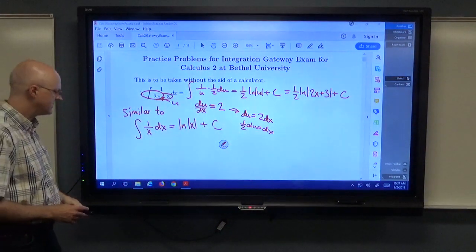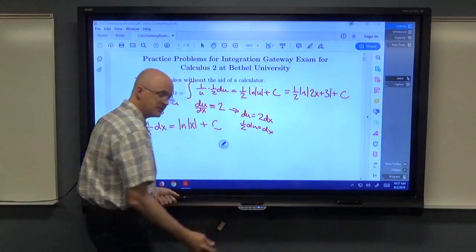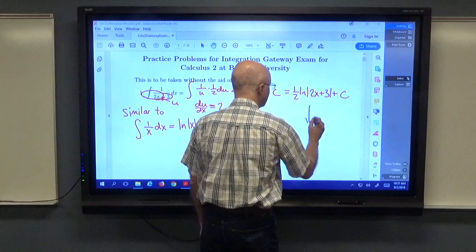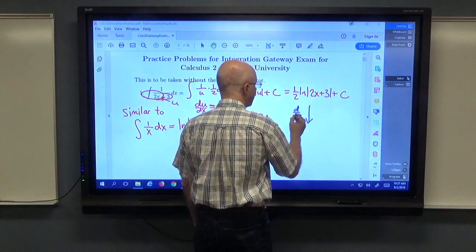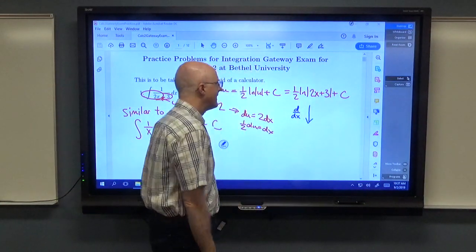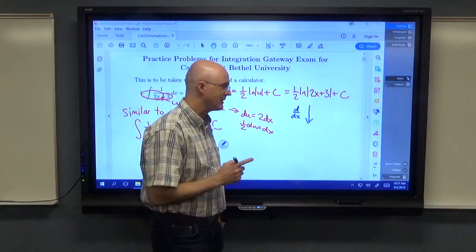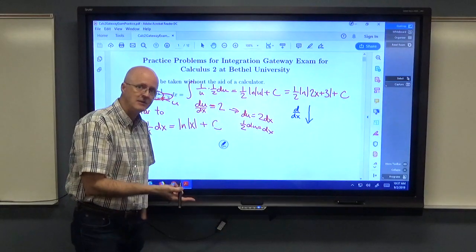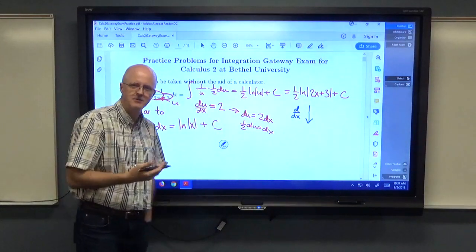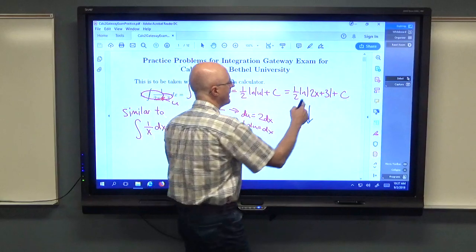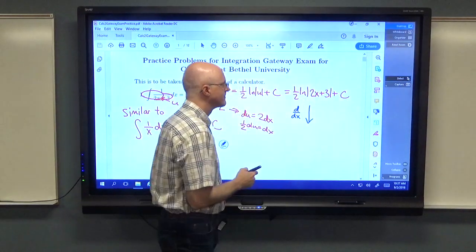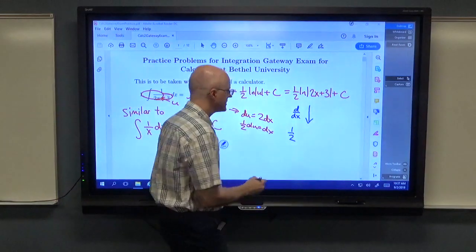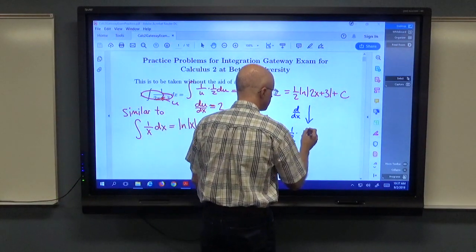You can always check, or almost always check your answers on these things, at least if you remember your derivative rules. I can differentiate this with respect to x. I have to use the chain rule. In fact, anytime you use a substitution like this, when you do the checking, you have to use the chain rule because substitution is kind of the reverse of the chain rule. We have an inner function that's 2x plus 3. I'm going to need to multiply times the derivative of that inner function after I differentiate.